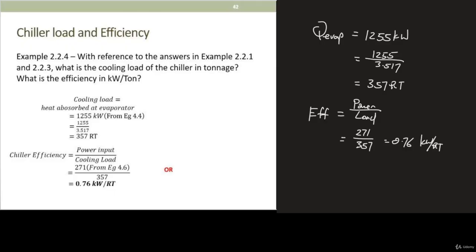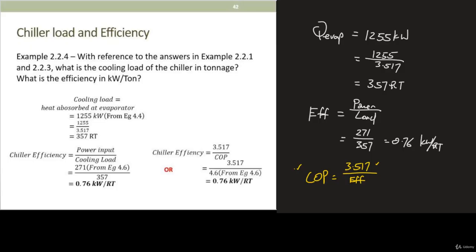Or because we have already calculated the COP before, the relationship between COP and kilowatt per ton is that COP is equal to 3.517 divided by your efficiency in kilowatt per ton. So if you want to find your efficiency in kilowatt per ton, you can take 3.517 divided by your COP. It's just switching the places. You will get the exact same answer, that is 0.76 kilowatt per ton.